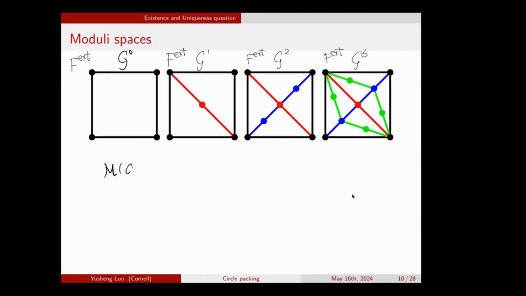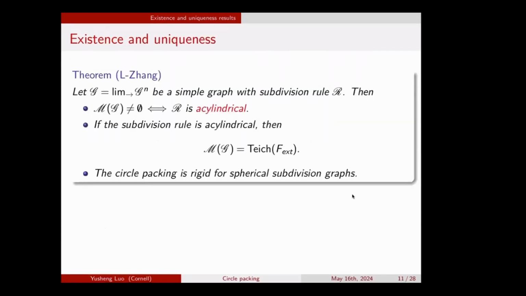So the moduli space of G0 is going to be the product space of two copies of the Teichmüller space of the ideal quadrilateral. So it's R2. M of G1 is going to be R3. M of G2 is going to be R5, and so on. Right, so as you can see, the dimension of the moduli spaces increases in this example. Right, so here is our first theorem about the existence and the uniqueness for these graphs with subdivision rule.